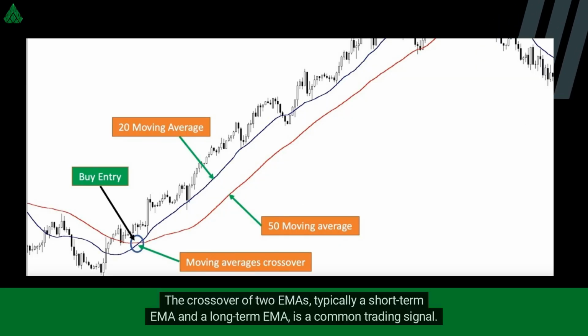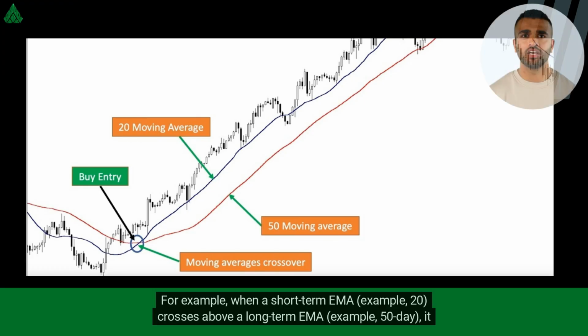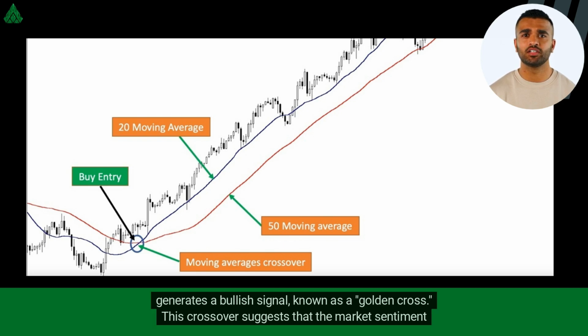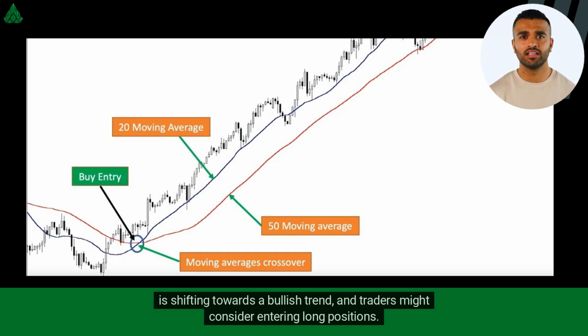The crossover of two EMAs, typically a short-term EMA and a long-term EMA, is a common trading signal. For example, when a short-term EMA, for example 20, crosses above a long-term EMA, for example 50-day, it generates a bullish signal known as a golden cross. This crossover suggests that the market sentiment is shifting towards a bullish trend, and traders might consider entering long positions.